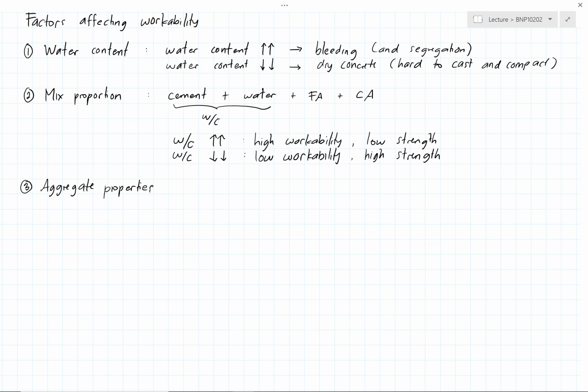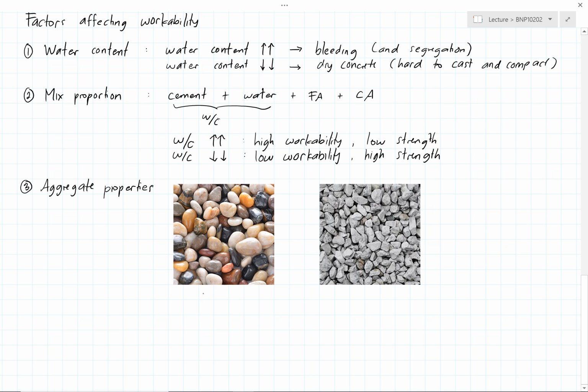The next factor is the aggregate properties. Aggregate takes about 70% of the total volume of concrete. So the properties of the aggregate will significantly affect the properties of the fresh concrete and the hardened concrete later on. How can the aggregate affect the workability of fresh concrete? Let's say you have gravel and crushed aggregate. If you are comparing these two materials, which one do you think will have better workability if it is used in concrete?